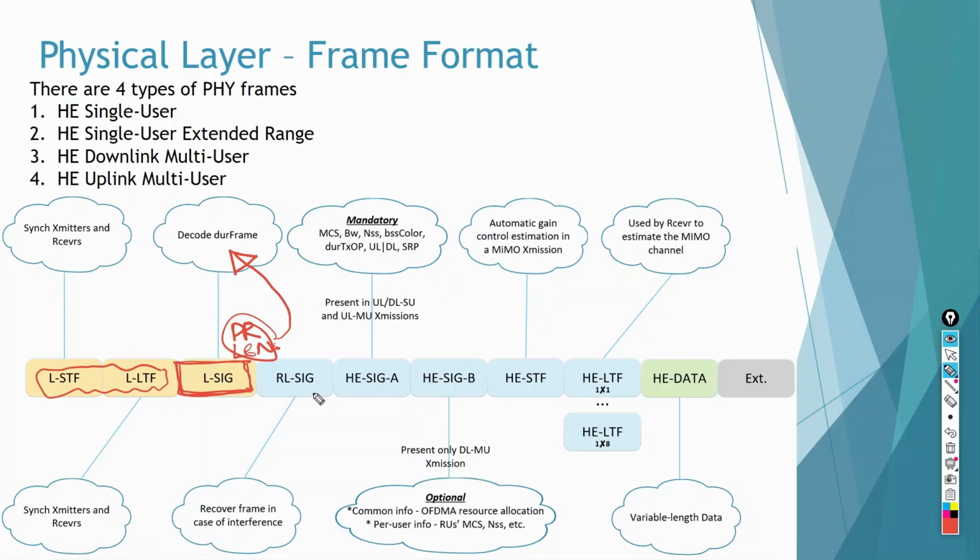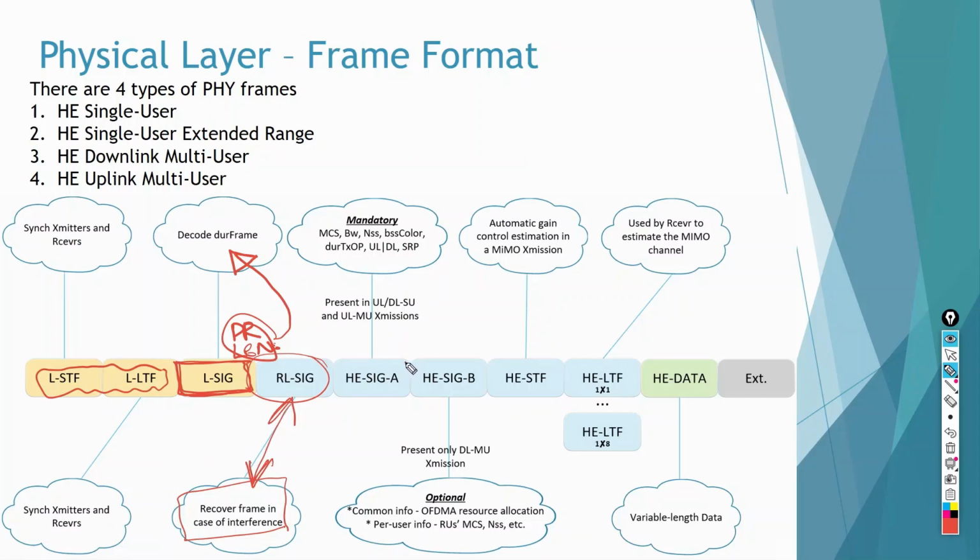Now we move to the HE part of the PHY preamble. It starts with a copy of the legacy signal field. The R refers here to the repeated legacy signal field, and it's mainly used to recover frames in case we have high interference situations. Honestly, I don't have much information about how that is done. Maybe in the future, once I have more details, I could share.